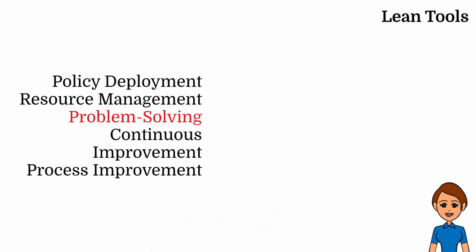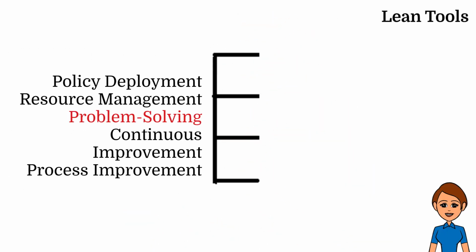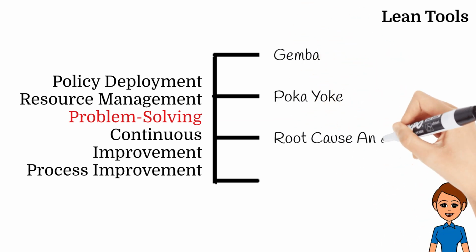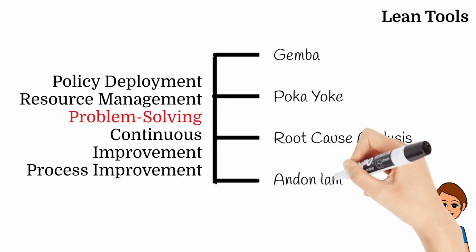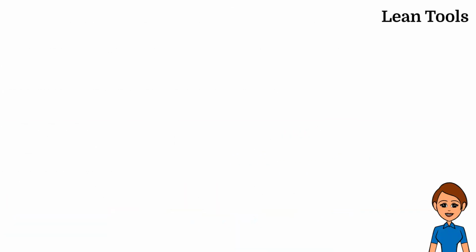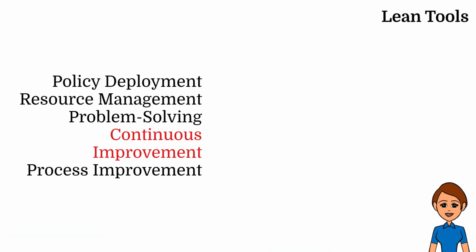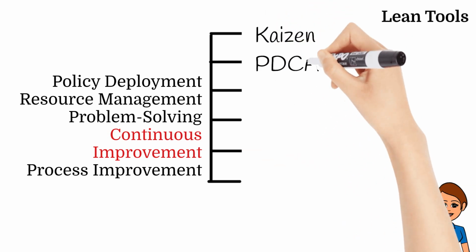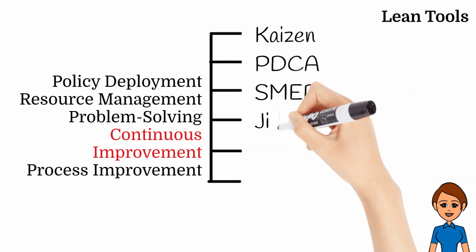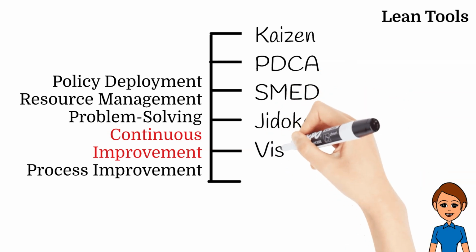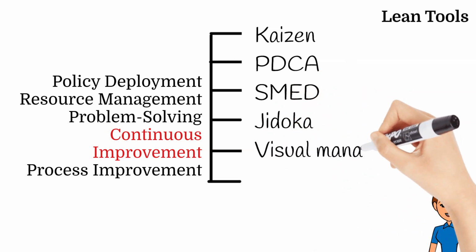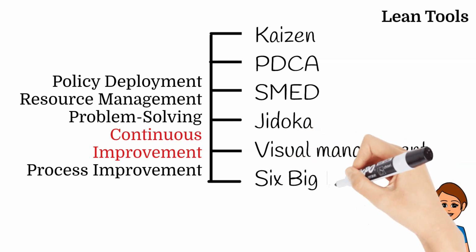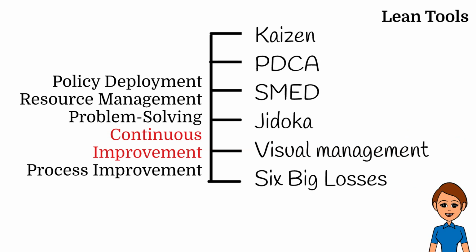Next, lean tools for problem solving are Gemba, Poka-Yoke, root cause analysis, and Andon. Lean tools for continuous improvement are Kaizen, PDCA or Plan Do Check Act, SMED or Single Minute Exchange of Die, Jidoka, Visual Management, and Analysis for 6 Big Production and Efficiency Losses.